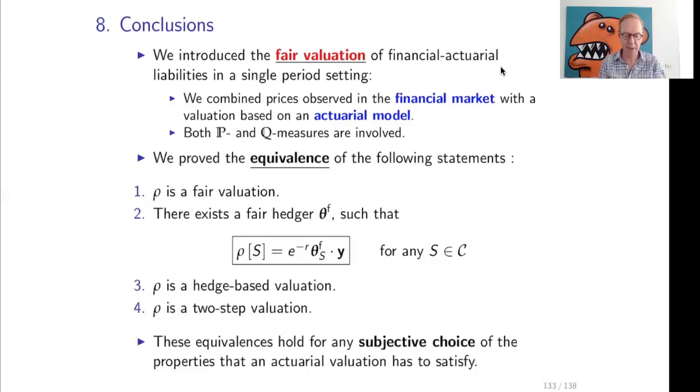Important to notice is that we have defined an actuarial valuation in a very specific way. An actuarial valuation was a best estimate plus a risk margin, where the risk margin is P-law invariant. But all the equivalences here, these 4 equivalences, remain to hold for any subjective choice of the properties that an actuarial valuation has to satisfy. So it's not just restricted to our choice of the definition of an actuarial valuation.